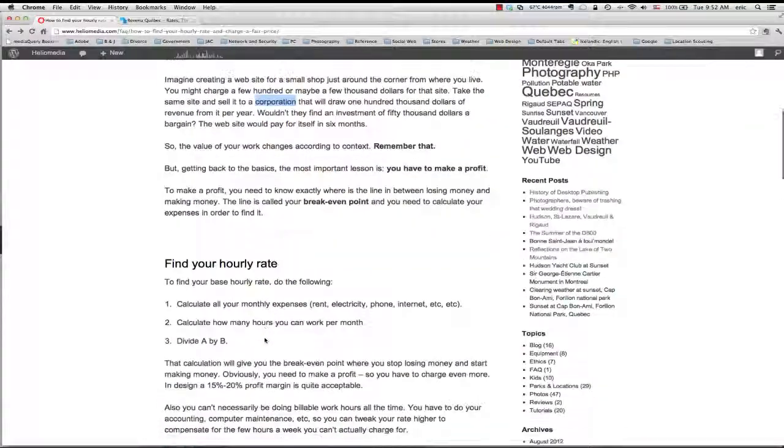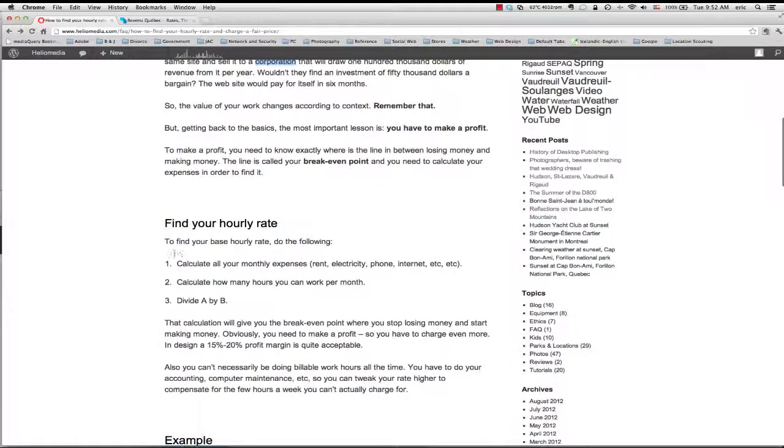So in the blog post, I created a little section here called Find Your Hourly Rate. And it's really 3 little steps. So number 1, calculate all your monthly expenses. So everything that you spend. So your rent, your electricity, your phone, your internet, your computer, your software, all that stuff. How much money do you spend a month so that when you start billing clients, you get at least that much? And you factor in some for paying your taxes, and of course you want that profit.